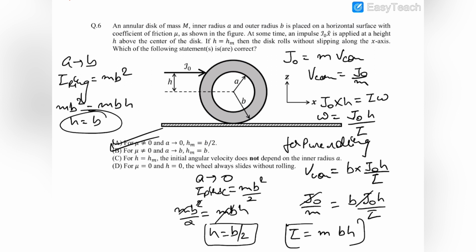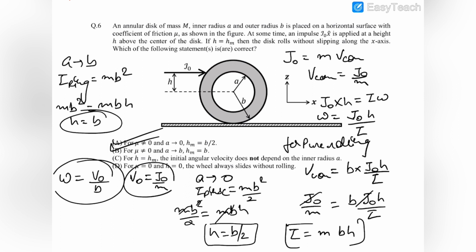Now for h equal to hm, the initial angular velocity does not depend on the inner radius. You can see that for pure rolling, because when h is equal to hm, the disk is rolling purely, it is given in the question. So in option C, it is given that h is equal to hm, so we will assume that the disk will be in the state of pure rolling by default, and therefore omega will be equal to v com by the outer radius, which is b, and v com would be J naught by m. So it is not depending upon the inner radius.